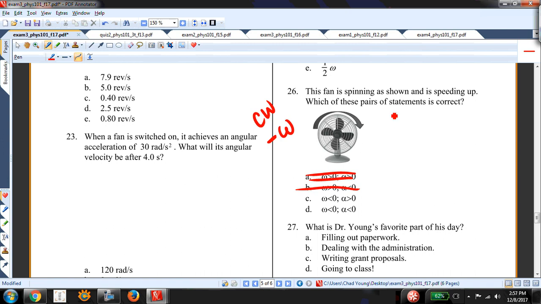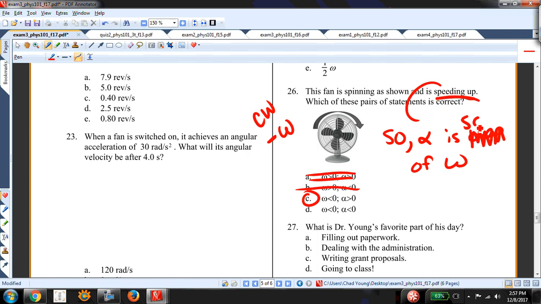Now I want to recognize that this thing is speeding up. So alpha, the acceleration, is opposite direction of omega. So whereas this was negative, alpha is going to be positive. I'm sorry, never mind. No, that's not correct. It's speeding up, so alpha is the same direction as omega.